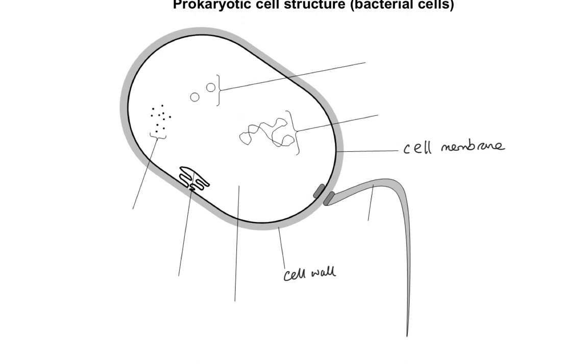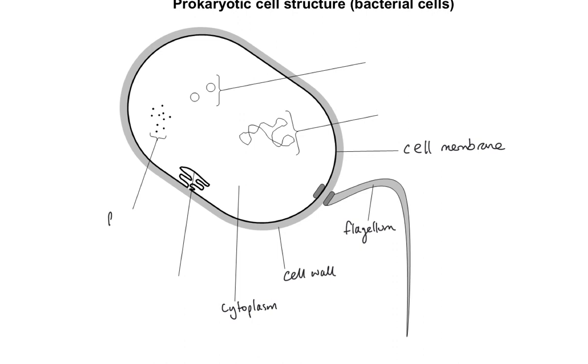And inside the cell here, this is just cytoplasm. Incidentally, this is the cell membrane. It's the only membrane that it has. Coming around here, let's go to here. This is our flagellum. Sometimes they have more than one.